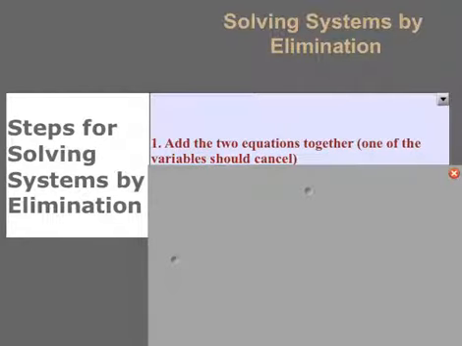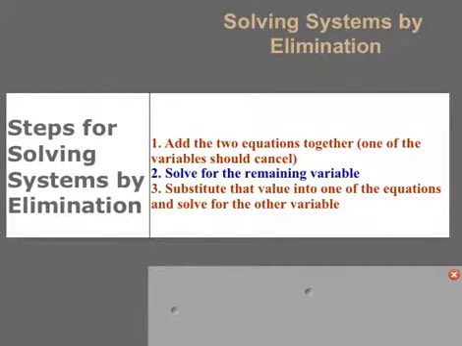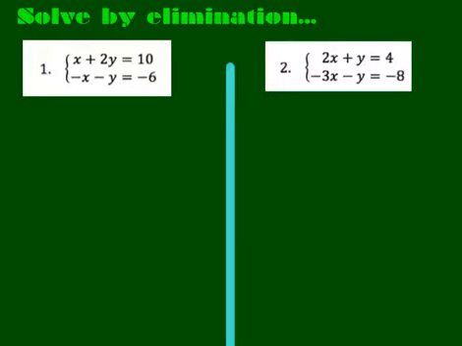There we go. Add the two equations together. One of the variables should cancel. Solve for the remaining variable. Then you have to substitute that value into one of the equations and solve for the other variable. What that means is you are solving for an x and a y, so you need to have two answers for every problem. And we'll show you how to get them.